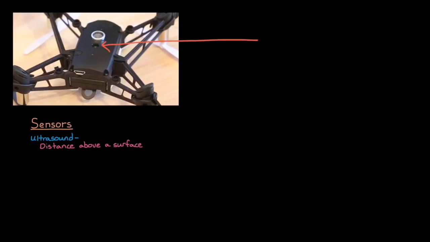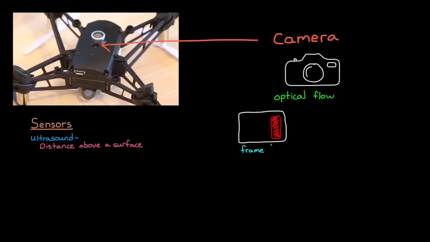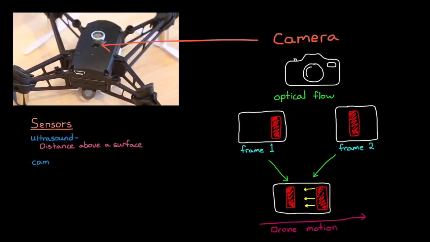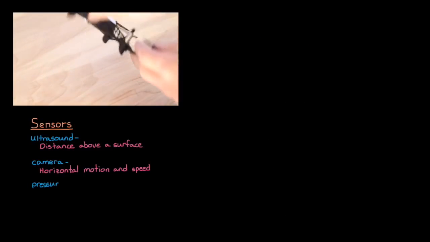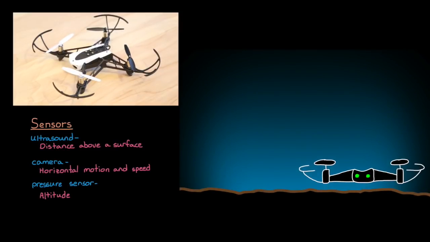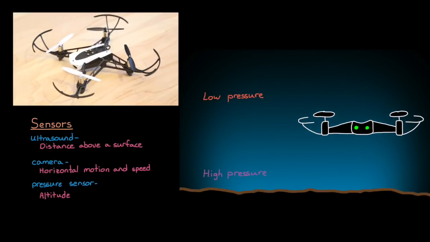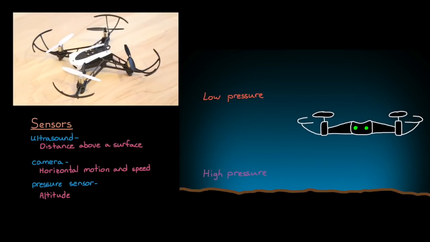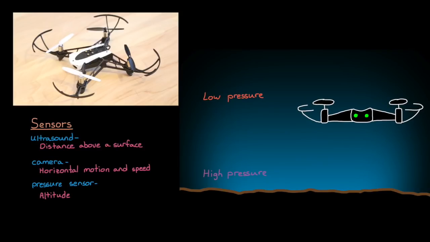The other sensor is a camera. It's taking images at 60 frames per second and using an image processing technique called optical flow to determine how objects are moving between one frame and the next. From this apparent motion, the mini drone can estimate horizontal motion and speed. Now, inside the mini drone there is a pressure sensor, which is indirectly measuring altitude. As the drone climbs in altitude, the air pressure drops slightly, and we can use this slight change in pressure to estimate how the altitude of the mini drone is changing. Is it going up or down?